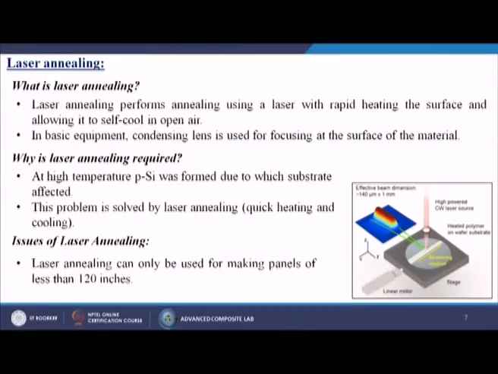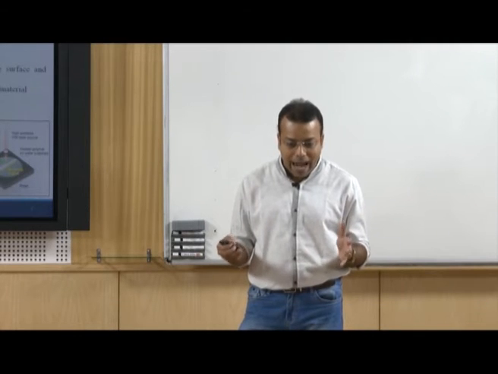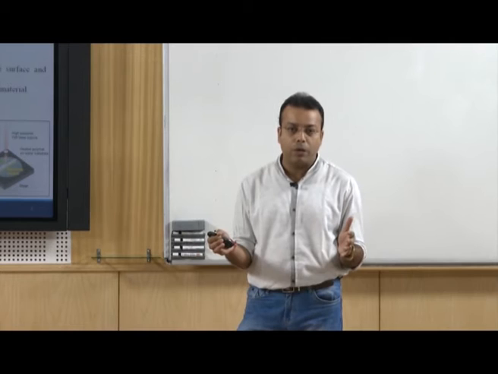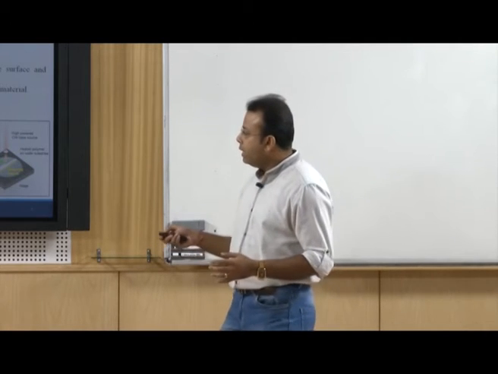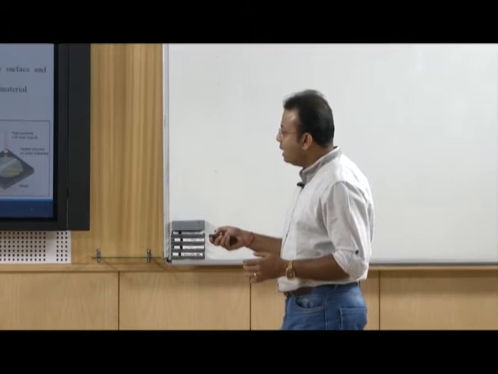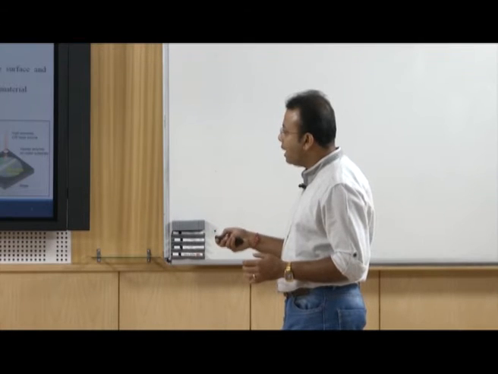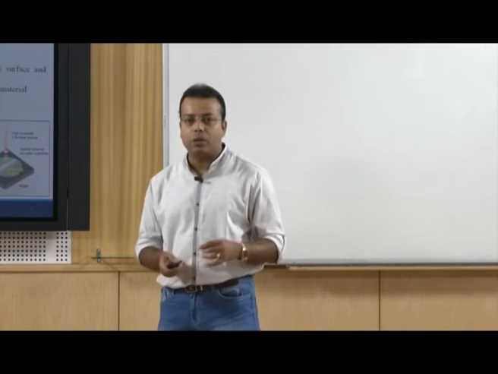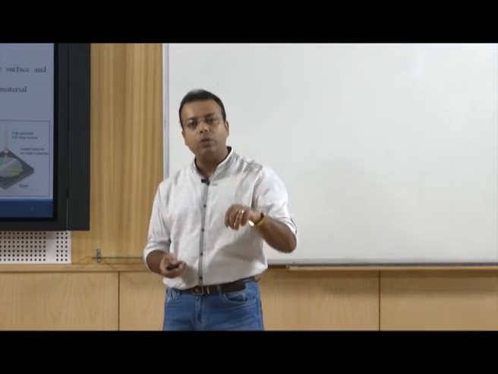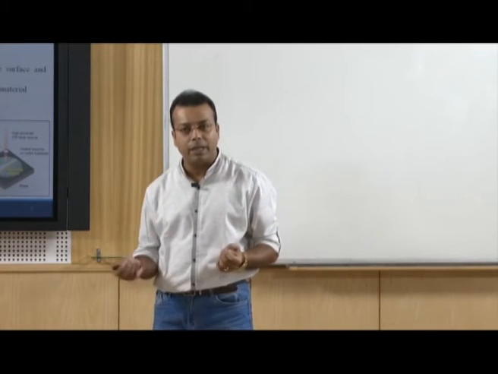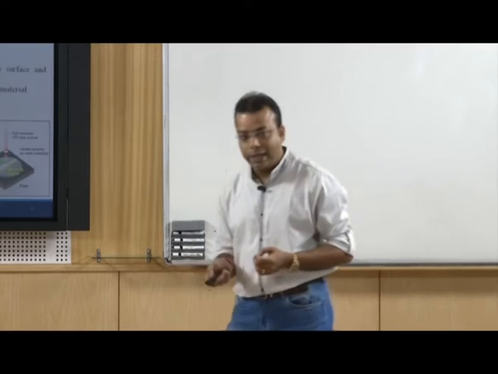So, at high temperature p-doped silicon was formed, due to which the substrate was affected. This problem is solved by laser annealing, quick heating and cooling. Here that p-doped silicon is acting as a hole transport material. The issue of laser annealing is that it can only be used for making panels of less than 120 inches, so we can't go deeper. That is a small disadvantage of laser annealing.